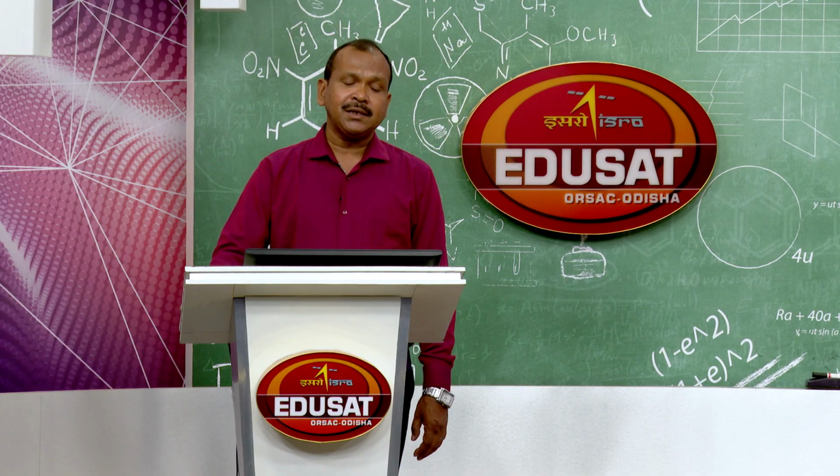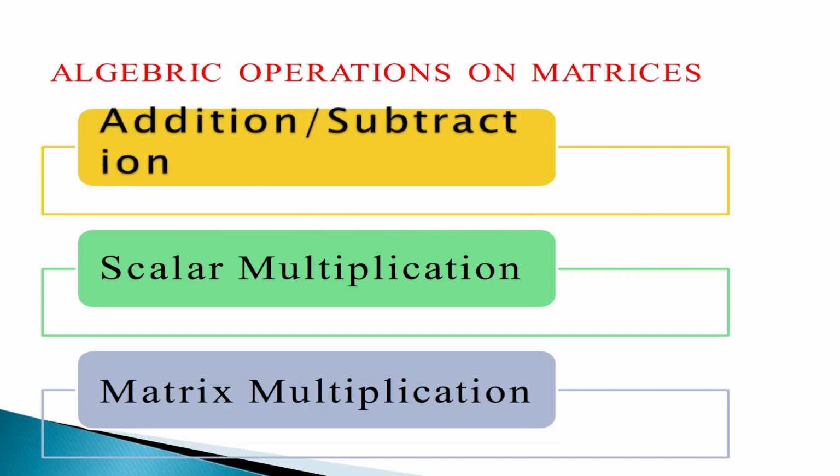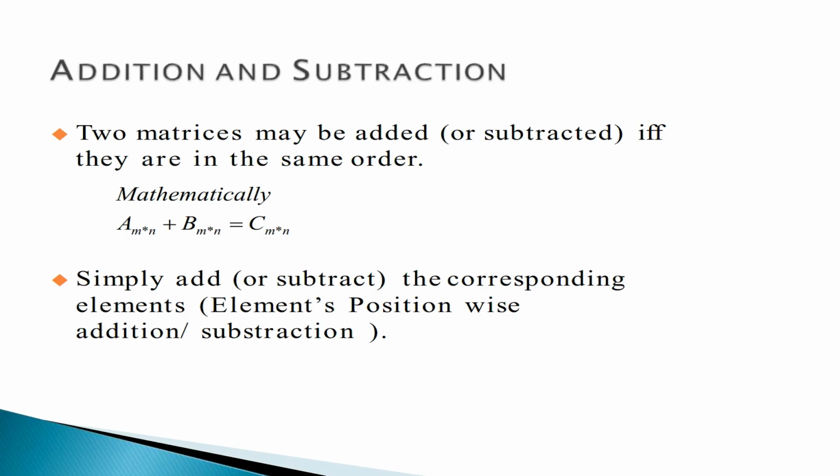Next is algebraic operation on matrices. Generally, algebraic operation means addition, subtraction, multiplication and division. Here, algebraic operation on matrices means we take the addition and subtraction of two matrices, scalar multiplication of matrices, and multiplication of two matrices. Addition and subtraction: two matrices may be added if they are of the same order.